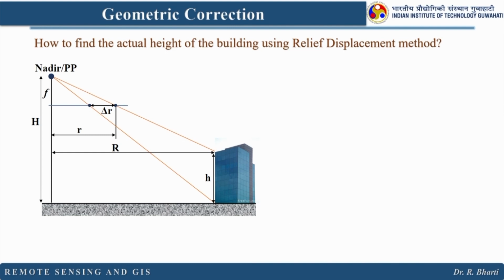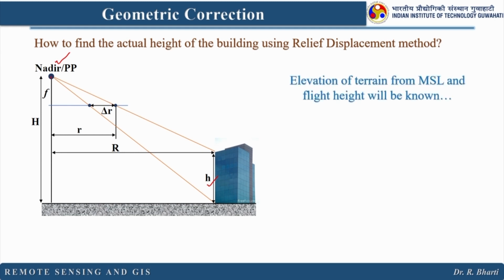So, this is for an image where the nadir pixel is different or away from your target. Here you can see this is the nadir of this particular image, right, and this is the small h of this building. So, all this information can be used. In this case, you can easily find out the elevation of the terrain from MSL and the flight height, right, if other parameters are known, and if these 2 parameters are known, then you can find out the height of the building.